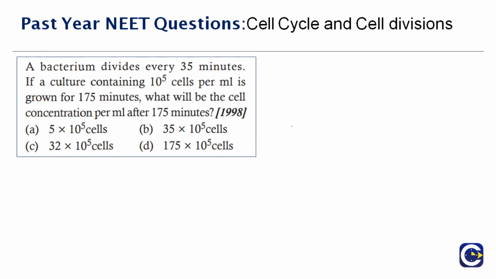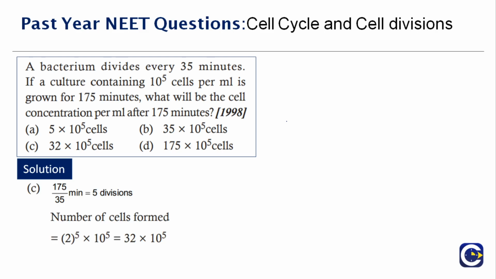Now let's move to the next question. This is more like a calculation, but once again, this is easy. You don't have to worry why the question is like this. A bacterium divides every 35 minutes. If a culture containing 10^5 cells per ml is grown for 175 minutes, what will be the cell concentration per ml after 175 minutes? For this, I'll show you the solution so that you can understand.